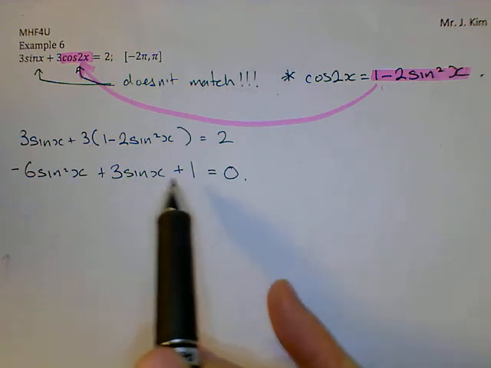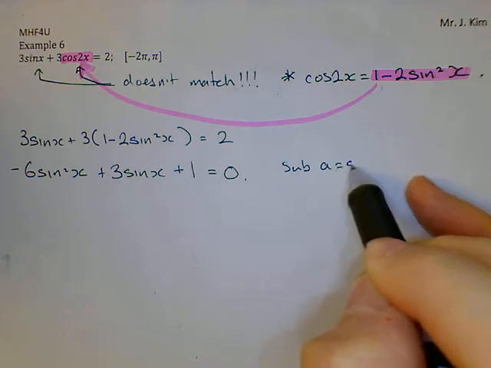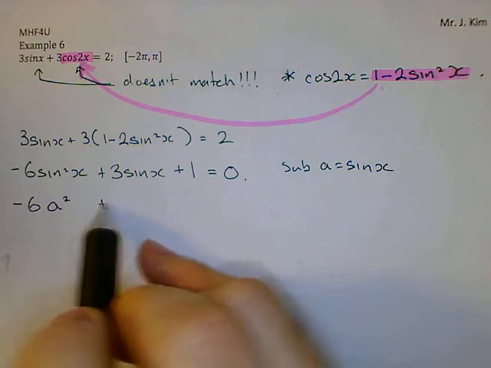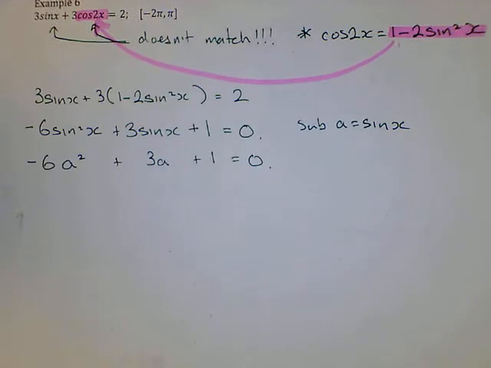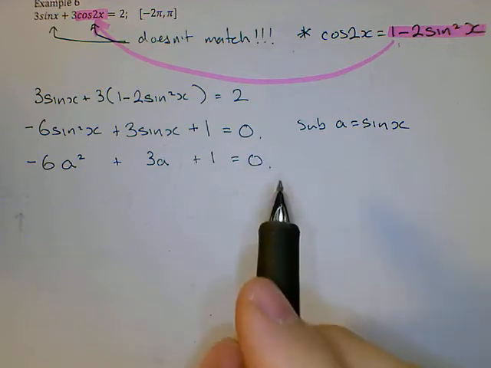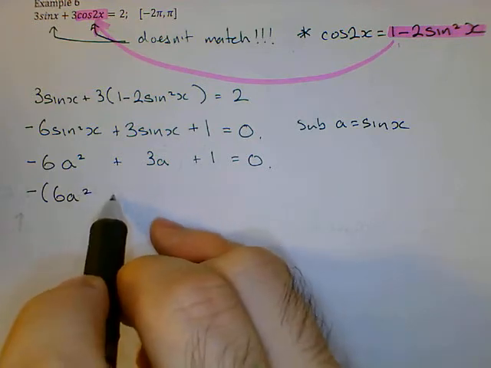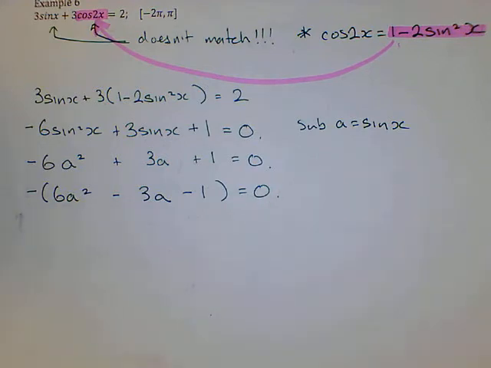Now again, if you don't like how this looks, I am going to sub in a every time I see sine x. It gives me negative 6a squared plus 3a plus 1 equals 0. For the sake of simplifying, I could factor out a negative 1, or just divide both sides by negative 1 because the right side equals 0. I would prefer if the first term of my trinomial is not negative, so I'm just going to do that.